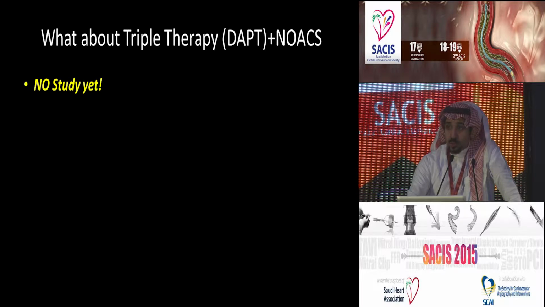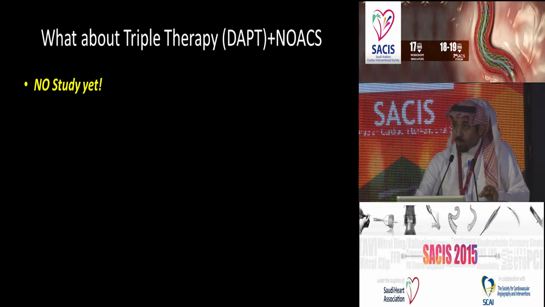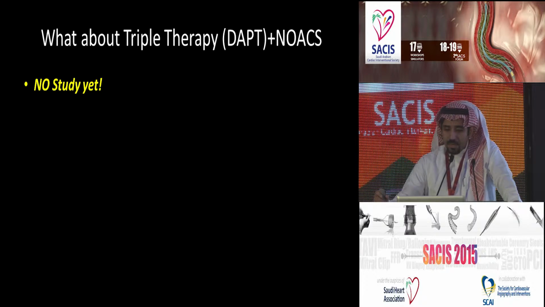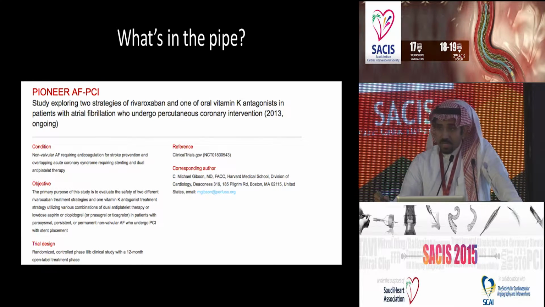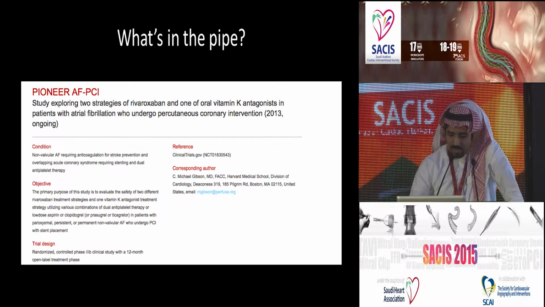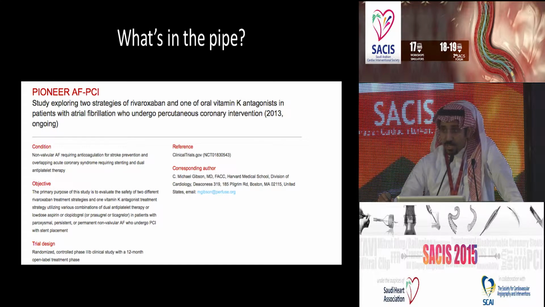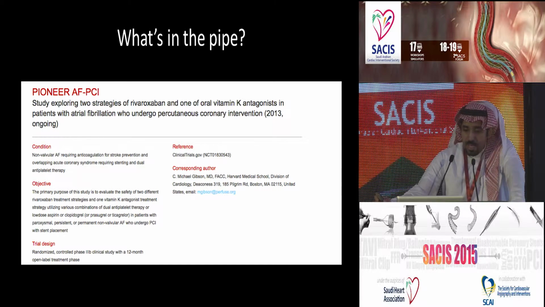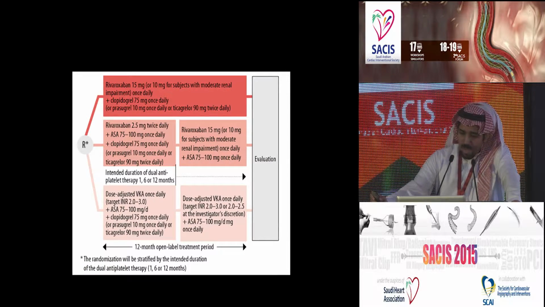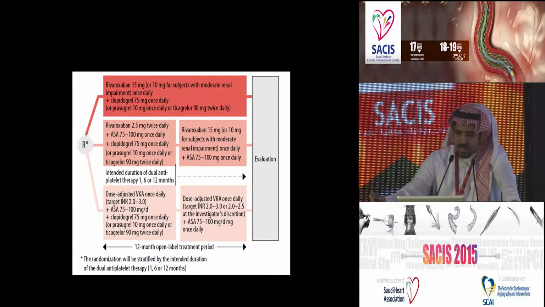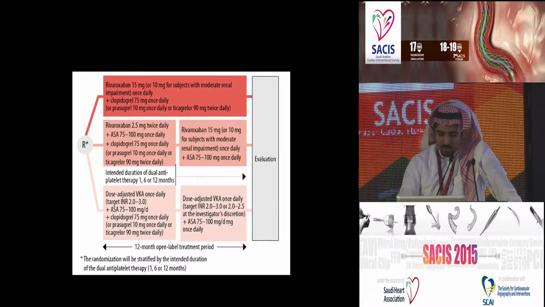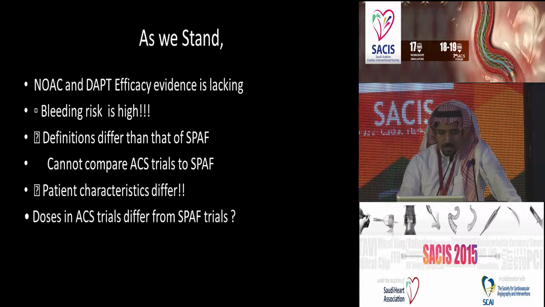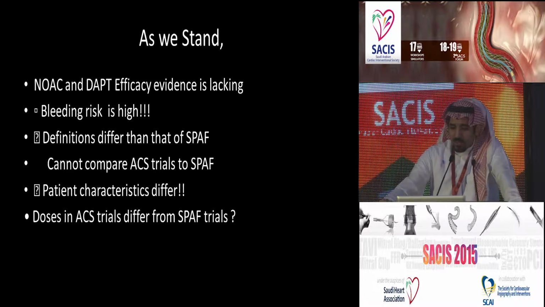So what about triple therapy? There are no studies as of yet with the NOACs. What is in the pipeline? There is the PIONEER AF-PCI trial. This is a trial, I think, that has already been launched. They started recruiting, and this is the design of the study. Patients will be randomized to aspirin and Plavix or aspirin and prasugrel, versus rivaroxaban with high dose and low dose versus placebo, and they will follow for a period of 12 months to see what their outcome will be. So as we stand, NOAC and DAPT efficacy evidence is lacking.